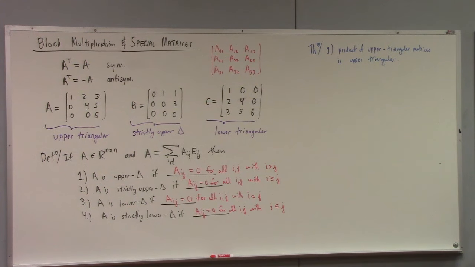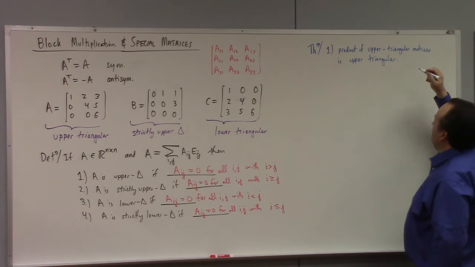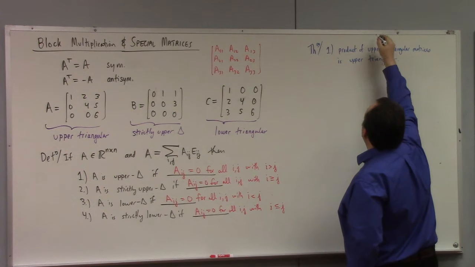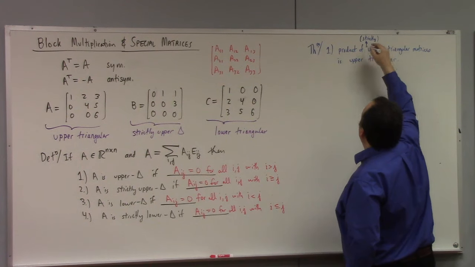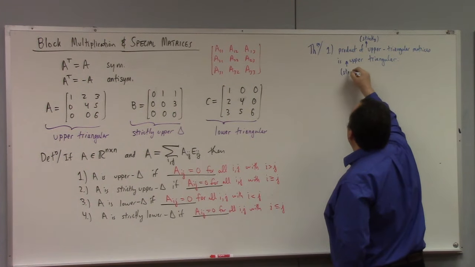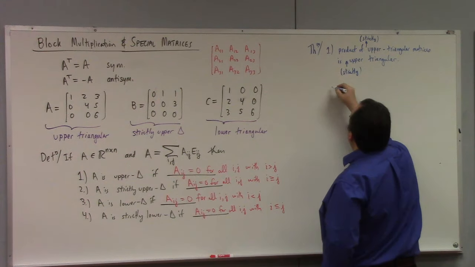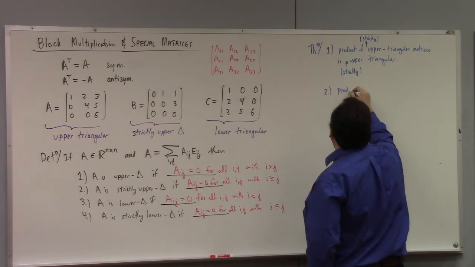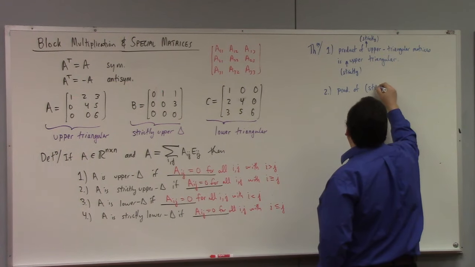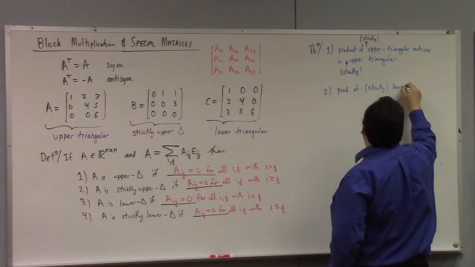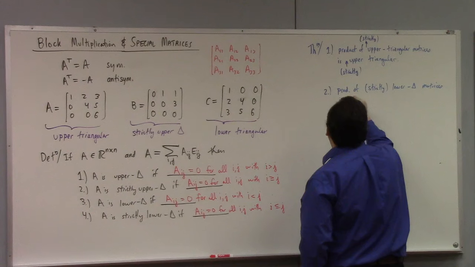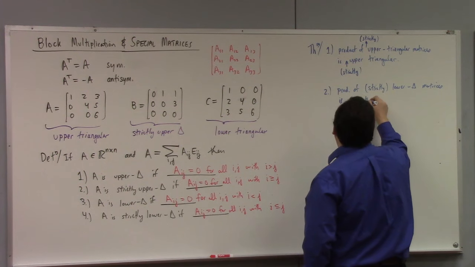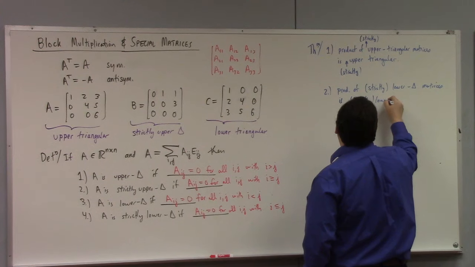What about strictly upper triangular? I think the same is true. All right, so you could insert parentheses here, strictly. Save us some writing. And likewise, the product of strictly lower triangular matrices is strictly lower triangular.